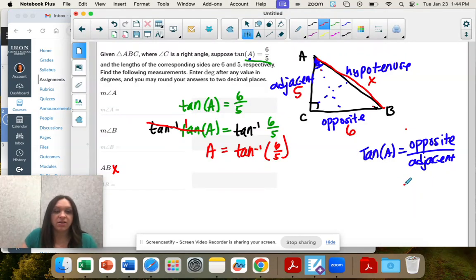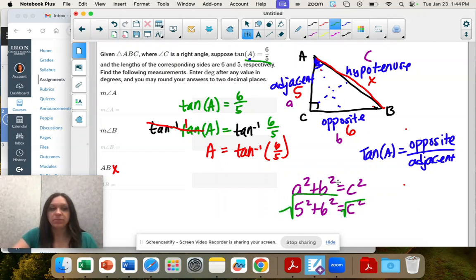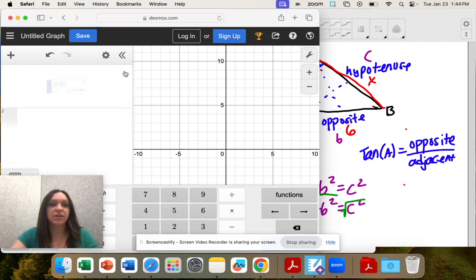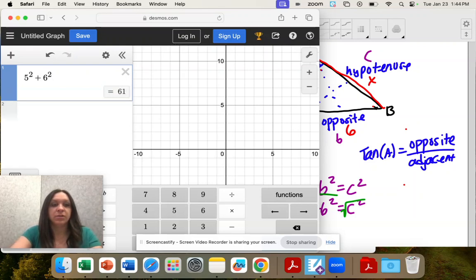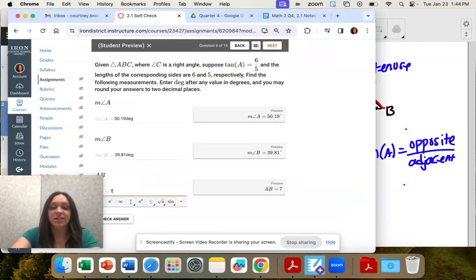Okay, now let's solve for the remaining side. Since we're solving for the hypotenuse, I'm going to use the Pythagorean theorem because it's pretty quick. It's the two sides squared, and then you take the square root of that to get C by itself. So 5 squared plus 6 squared, and then we'll take the square root. So square root of 61, oops, that was an A, not an S, 7.81 is our hypotenuse.